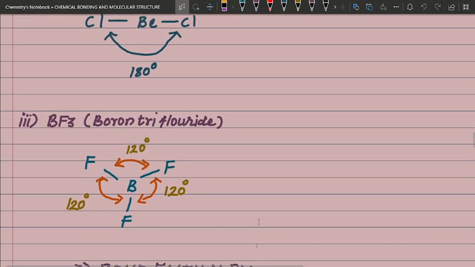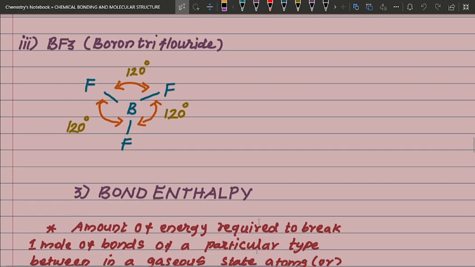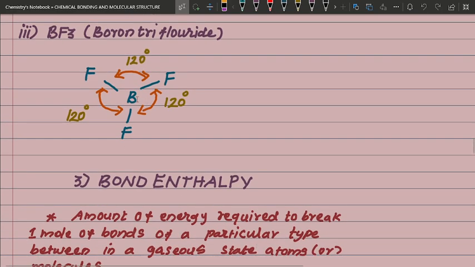Next, BF3, boron trifluoride. See, all angles are 120 degrees. Here it is the same thing: all sides have fluorine atoms, the same atom. So all the fluorine atoms share the electrons and the force between them equally. So this compound attains 120 degrees between them.